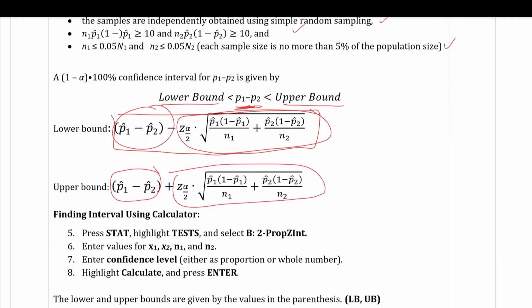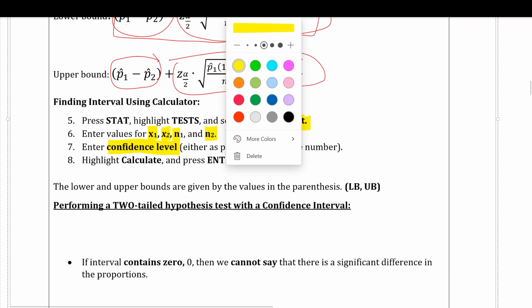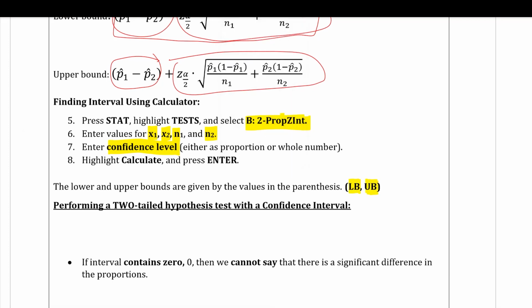Now your calculator can come up with this interval using 2-PropZInt. And the inputs are just like for the hypothesis test, except in this case, we have to enter the confidence level. Now, sometimes a problem will actually give you the confidence level that it's asking for. Sometimes you have to figure it out, and it might be based off the hypothesis test. If it's like a follow-up question, think of it like a step 7. Okay, and of course your output is going to have some sort of lower bound and some upper bound.